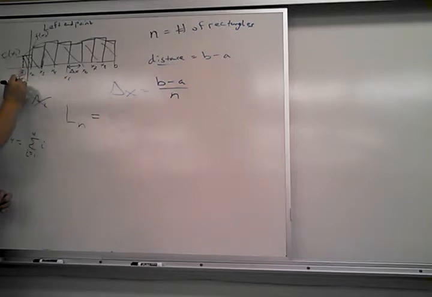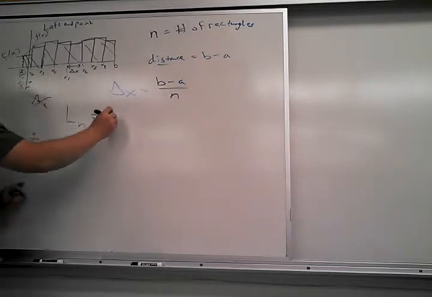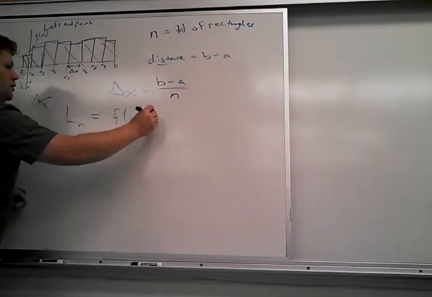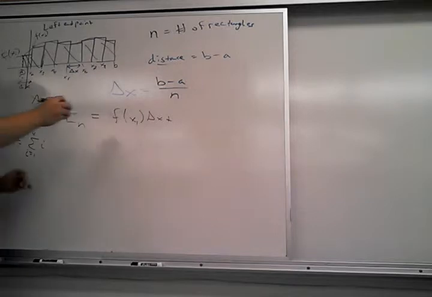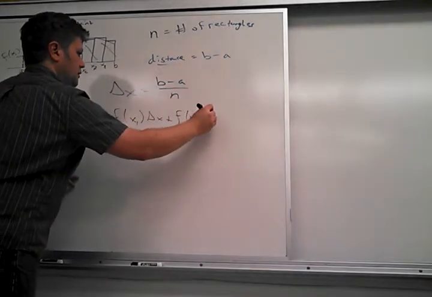How wide is it? Delta x. They're all delta x wide, right? How tall is it? So it's f of x1 delta x plus. How tall is this one? f of x2. And how wide is it? Delta x. So it's f of x2 delta x.